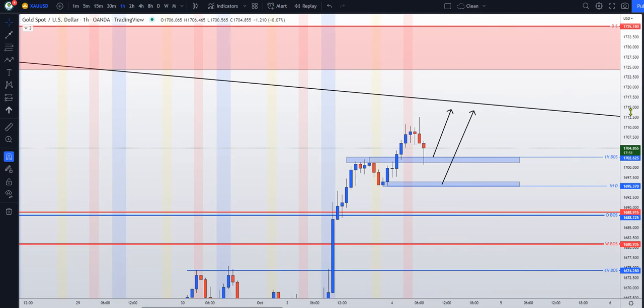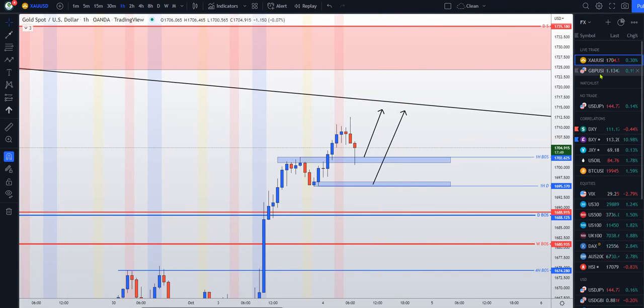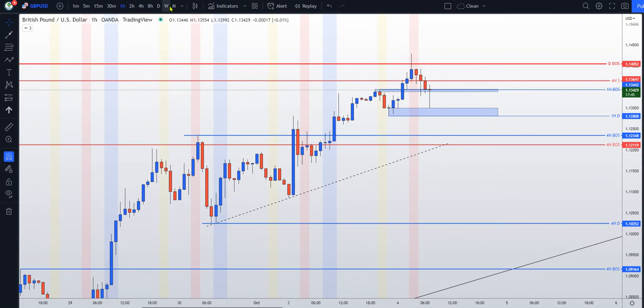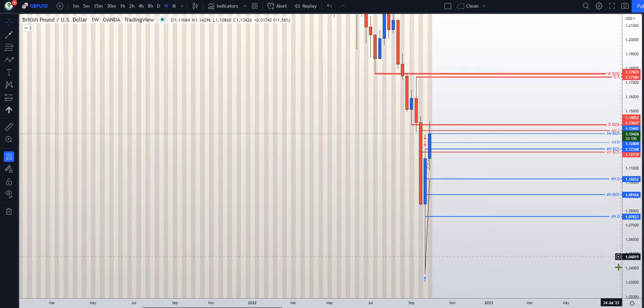So these are the trade ideas for gold, looking for buys. Now on GU, it's going to be very similar in structure. I'm going to go on the weekly time frame very quickly.